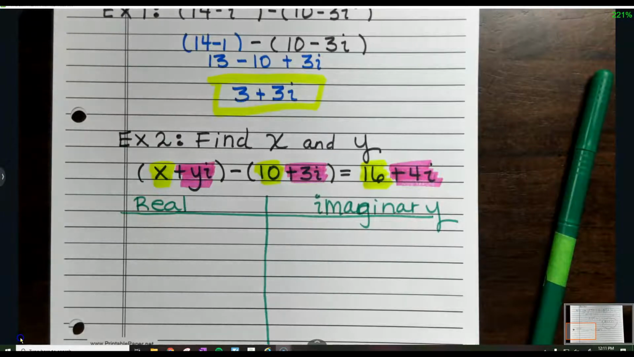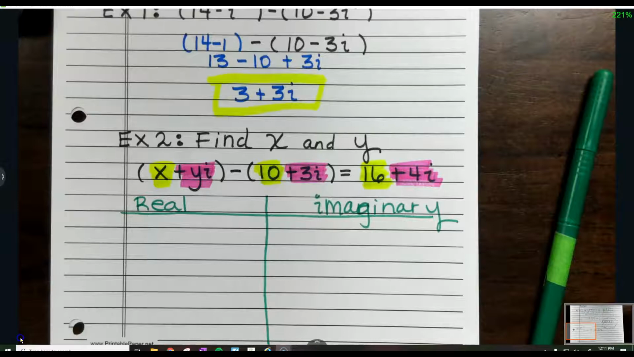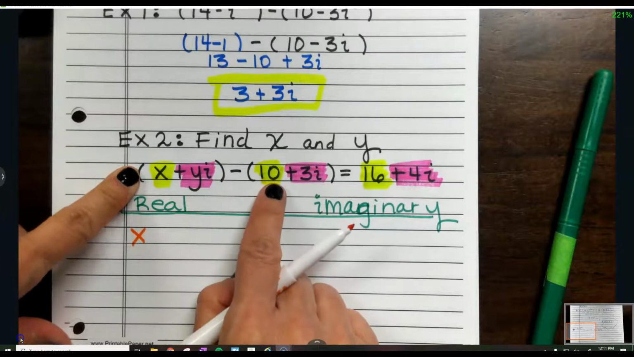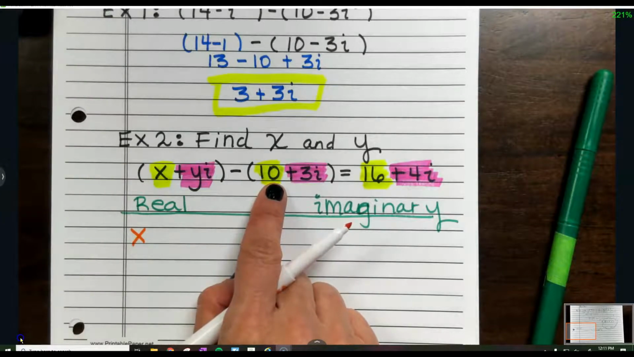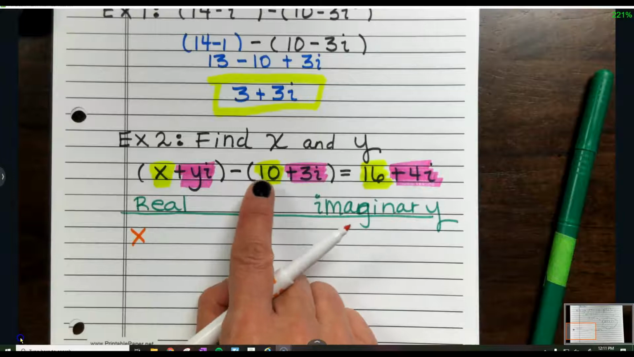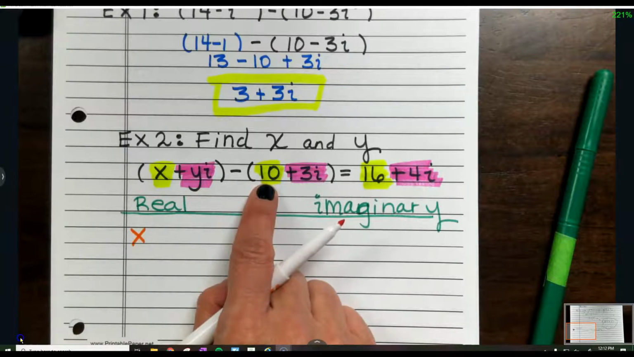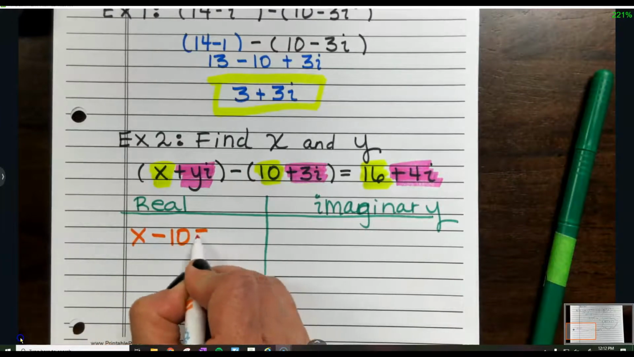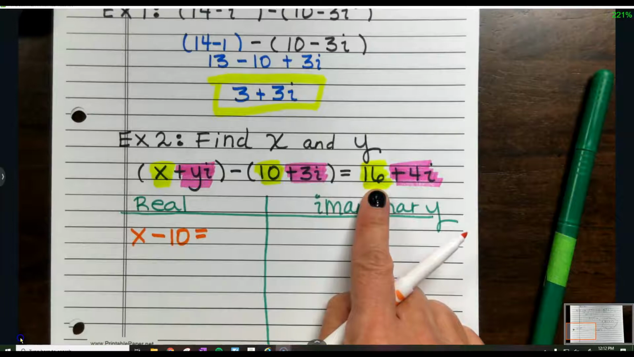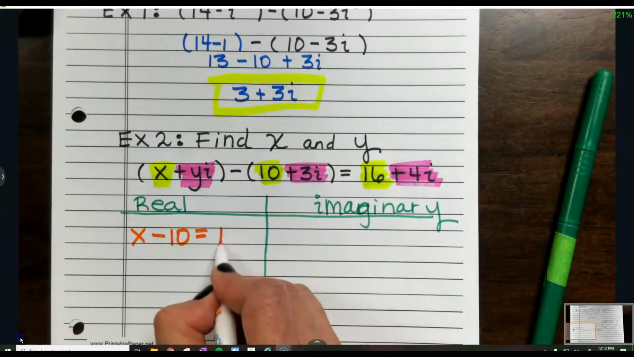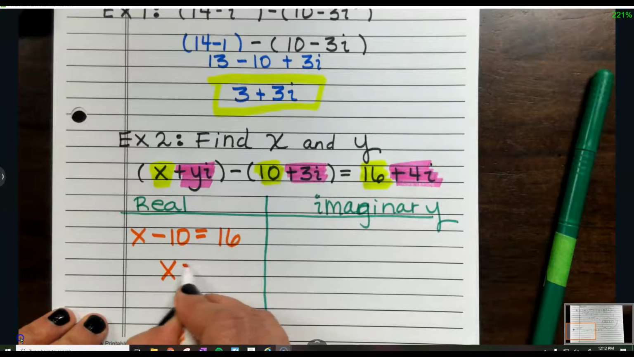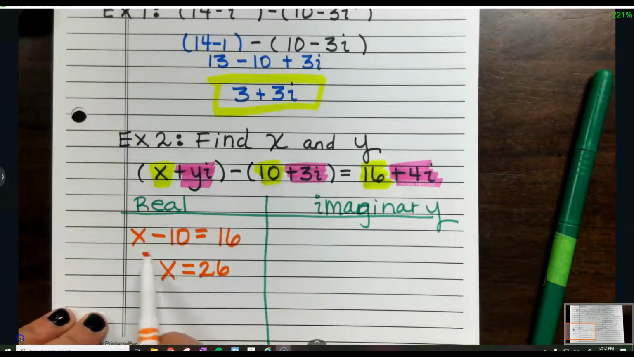Okay, so let's talk about what's going on with the real part. So this x right here has something to do with that 10. And if you notice, there's a negative on the outside. So this was distributed. So this x minus this 10 had a final answer of what? 16. So x minus 10 made 16. What's x? 26. Exactly. See? You don't need a calculator. Box that in.